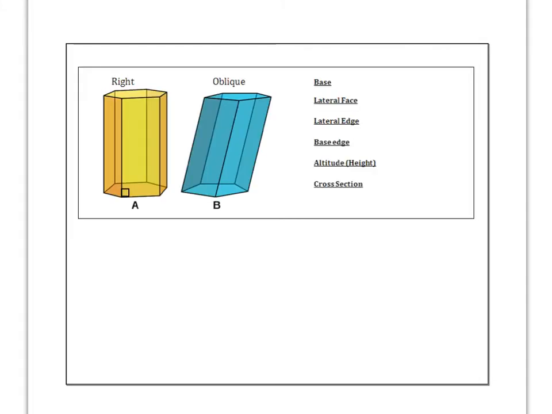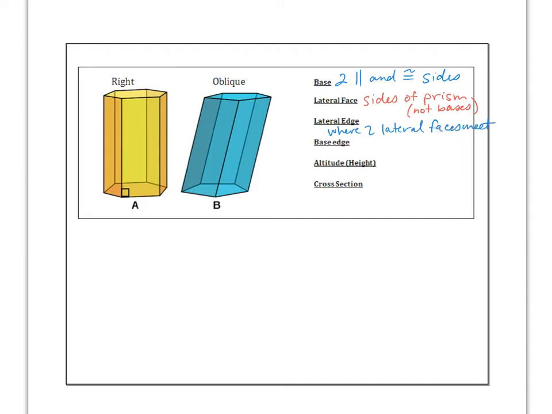Let's talk about some of the parts of a prism. So the bases, we already talked about these. There's going to be two bases, and the two bases have to be two parallel and congruent sides of the prism. Then let's talk about lateral faces. So the lateral faces are like the sides. So these are just going to be the sides of the prism, and they're not bases. They're the sides that aren't the bases. Next we have lateral edge. And the lateral edge is where two lateral faces meet.